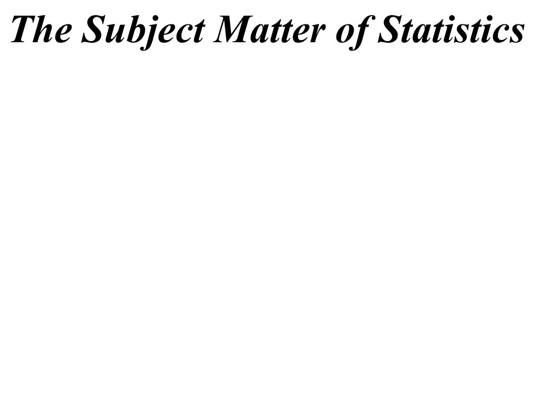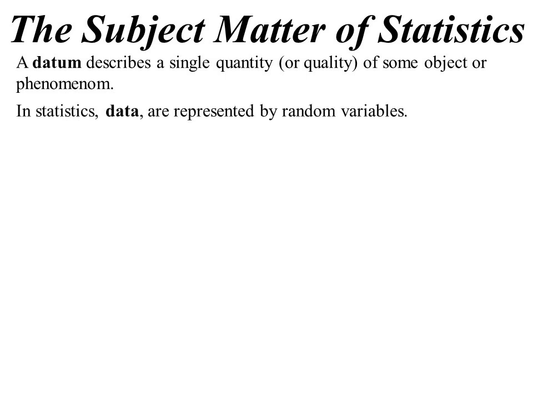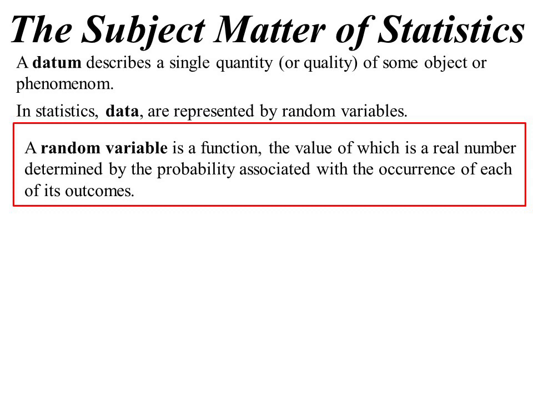The subject matter of stats, this wonderful branch of mathematics, and some definitions. A datum is a single quantity, right? So a datum, you might have seen the word that often because you normally see data, which is the plural. Datum is the singular, data is the plural. And we represent them with what we call random variables.